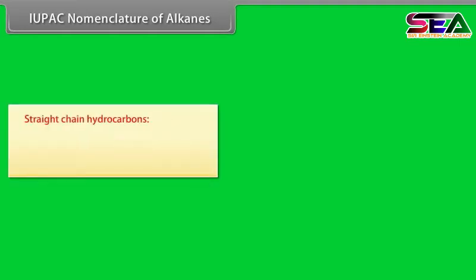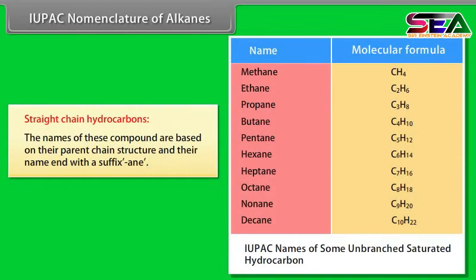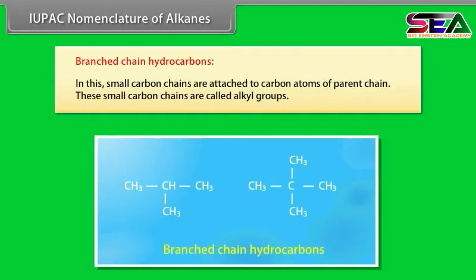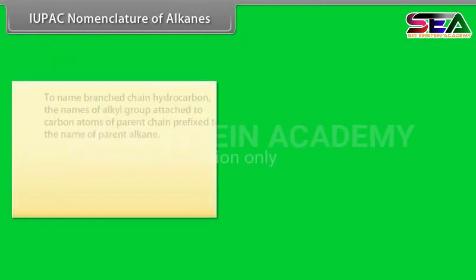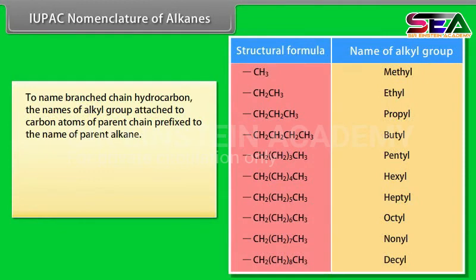IUPAC nomenclature of alkanes. Straight-chain hydrocarbons. The names of these compounds are based on their parent chain structure and their name ends with the suffix -ane. Branched-chain hydrocarbons. In these, small carbon chains are attached to carbon atoms of the parent chain. These small carbon chains are called alkyl groups. To name a branched-chain hydrocarbon, the names of the alkyl groups attached to carbon atoms of the parent chain are prefixed to the name of the parent alkane.